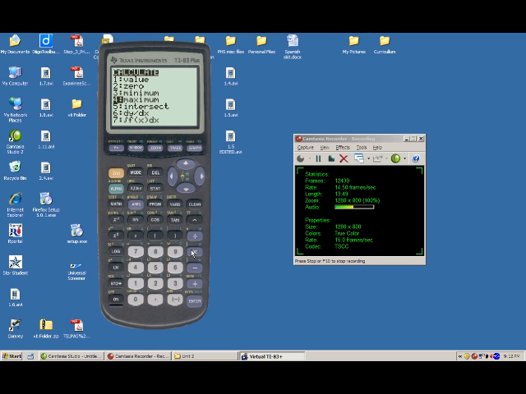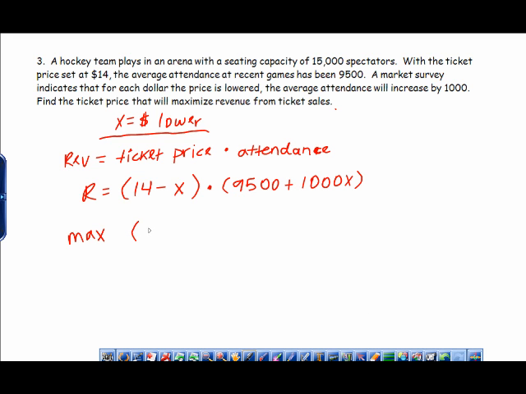Okay, so now let's find the maximum. So I need to move this over to the left. Make sure all the way to the left of the max, and then all the way to the right. And later on, I'm going to show you how to do all this without this maximum feature in your calculator, but for now, this is good. So we get 2.25 and then $138,062.50. So let's write this down first.